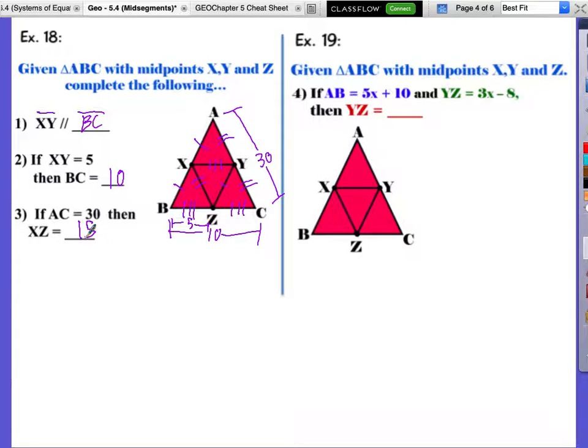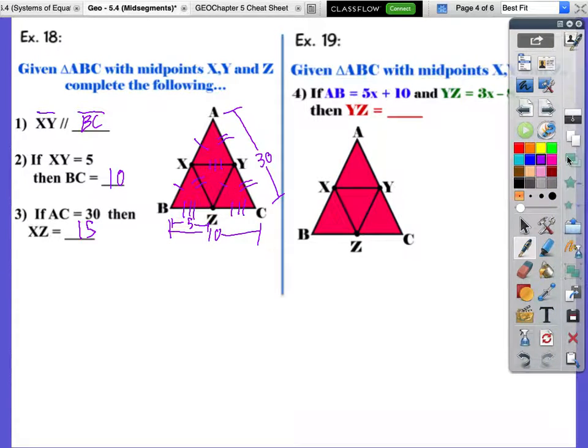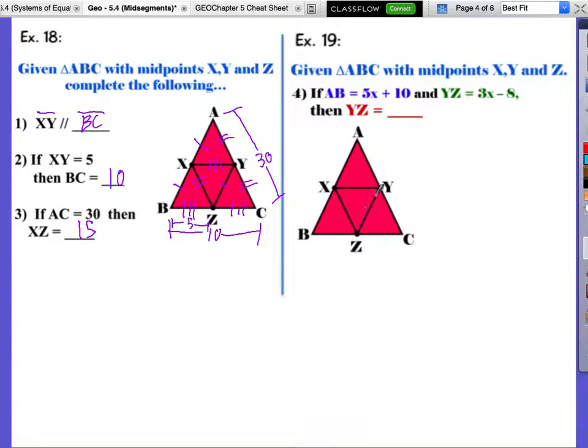Mr. Costa, I have an idea. What's your idea, Aubrey? So it's YZ and it's parallel to AB. So that means half of it. YZ is parallel to AB, so that means it's half of it. So if this is 1 tick mark, these both would be 1 tick mark.